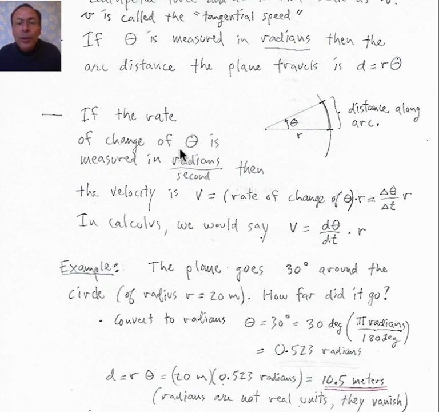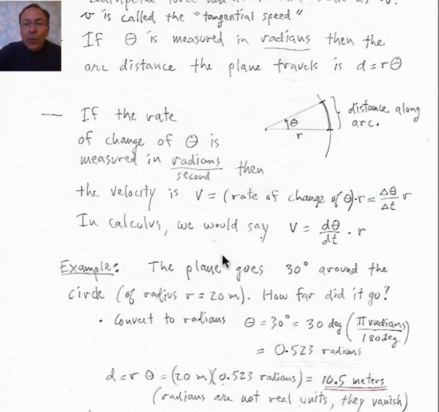If you measure the rate of change of the angle, how quickly this angle is increasing, in radians per second, then you have a simple formula for the tangential velocity. So that tangential velocity, V, is given by the rate of change of the angle times R, or delta theta over delta t times R. And this works if you're doing things using radians. And in calculus it would be written d theta dt times R.